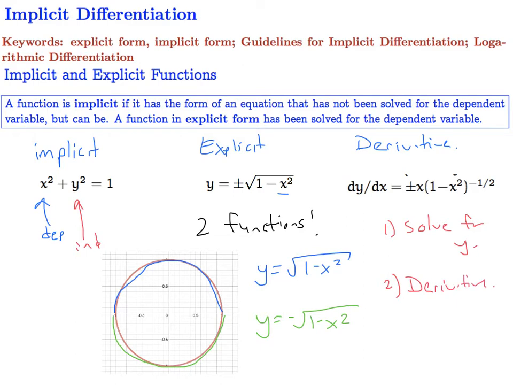So what we're going to discuss today is a way to hopefully avoid that first step of solving for y. We want to figure out how we can take the derivatives right away. If we look at this circle, it makes sense to talk about the slope anywhere on the circle. It makes sense to talk about the slope anywhere on any sort of weird curvy shape. So why don't we just find a way to take the derivative without having to solve first.